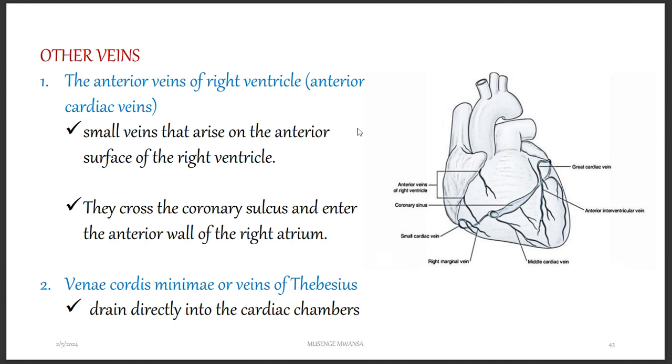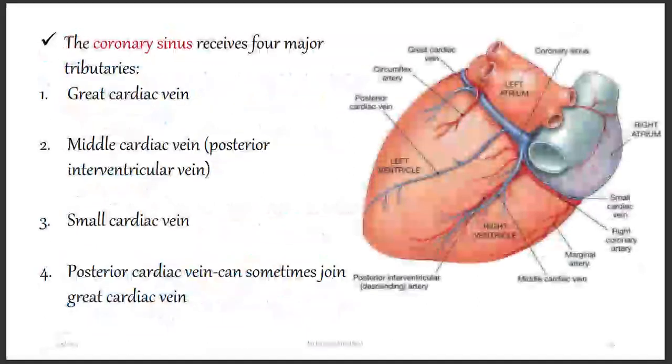You have some other veins which do not drain into the coronary sinus, but instead drain directly into the right atrium. The anterior veins of the right ventricle, or anterior cardiac veins, these ones that you can see here, will drain directly into the right atrium. You also have the venae cordis minimae, or veins of Thebesius. These also drain directly into the heart without going to the coronary sinus. So just these two.